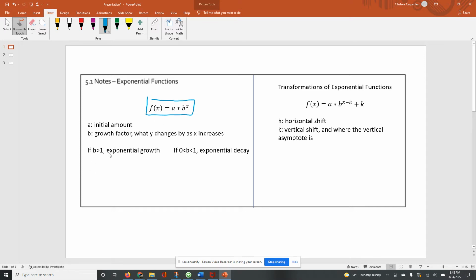If the b value is greater than 1, you're going to have a situation where you have exponential growth. So it's going to have the general shape increasing to the right, decreasing to the left. If b is a fraction between 0 and 1, you'll have exponential decay, and the graph is flipped the other direction.